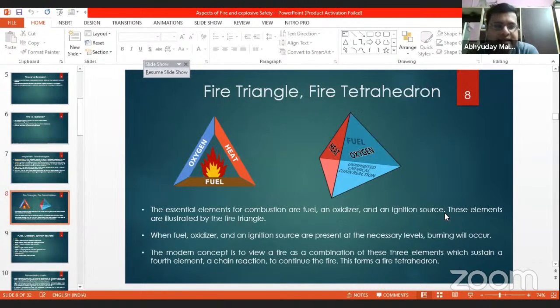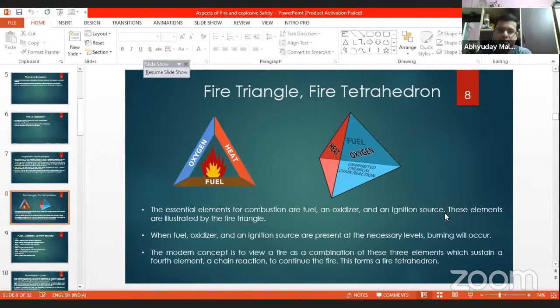Now, as we have discussed, a fuel in presence of oxygen and an ignition source catches fire. And this concept is expressed in the form of a fire triangle, where, as you can see, the three sides of the triangle represent the three essential elements which are required to sustain a fire. That is oxygen, heat, and fuel.